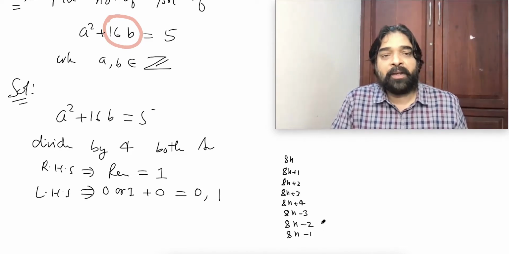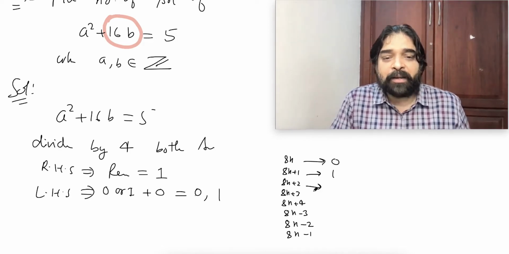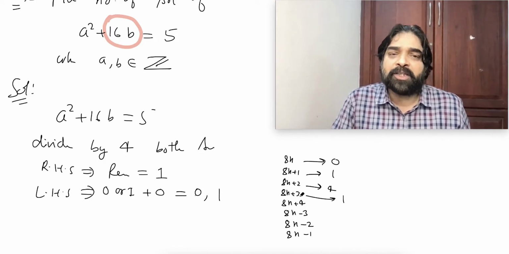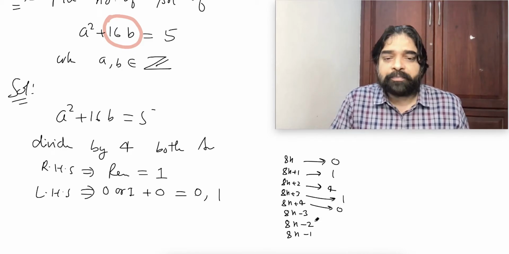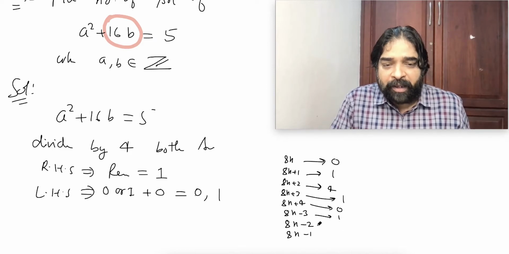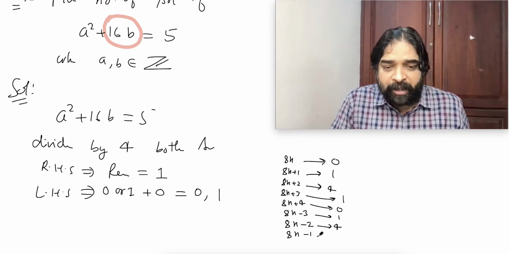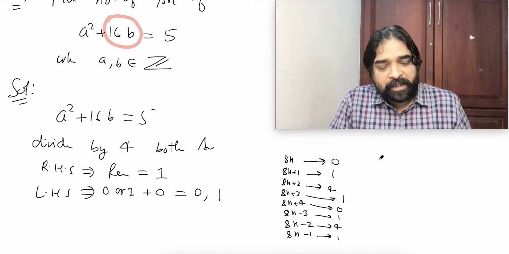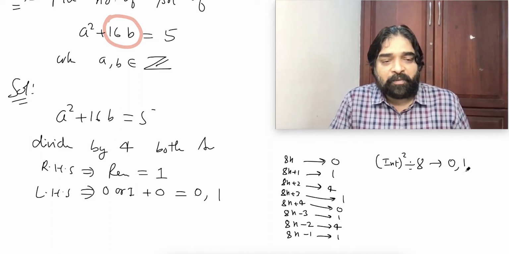If this is square, the remainder is 0. Here is square, the remainder is 1. Here is square, the remainder will be 4. Here is square, the remainder will be 1. Did you understand why? Because we only have to check the remainder of the square. Here the remainder will be 0. Yes or no? Here the remainder will be 1. Here the remainder will be, how much will come? 4. And here the remainder will be 1. Means, if I square an integer and divide by 8, the remainder will be either 0 or 1 or 4.